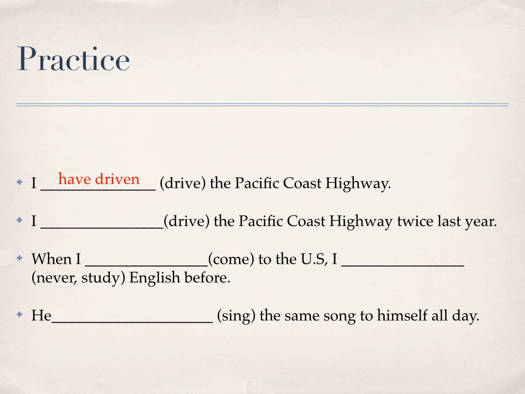Now the next one, it says twice, but both of them are in the past. The last year indicates that it's a past completed action. So this is just going to be drove, past simple. The next one, there's 2 parts to this sentence. First one is when I came to the US. And the next part is going to be the first thing that happened, or in this case, didn't happen. So, I had never studied English before. One indicator might be never. Again, that's a past perfect.